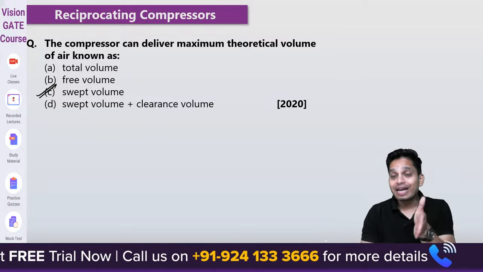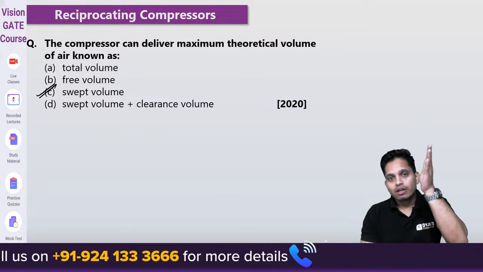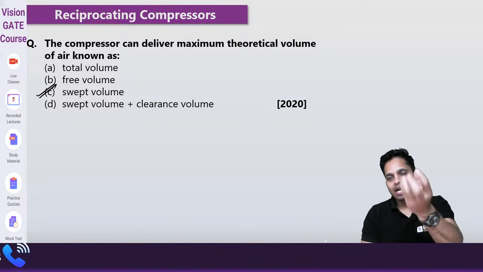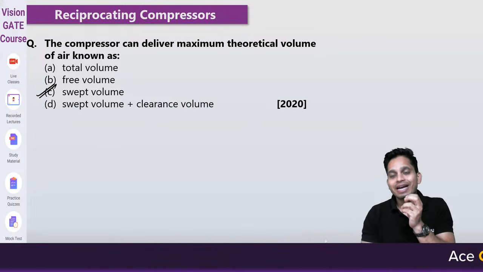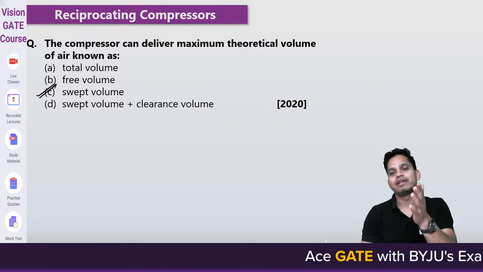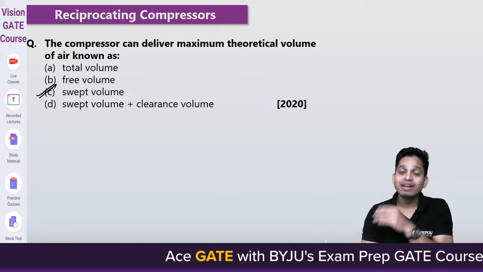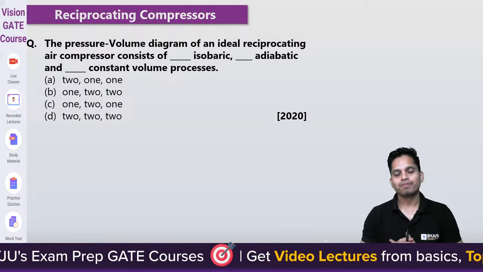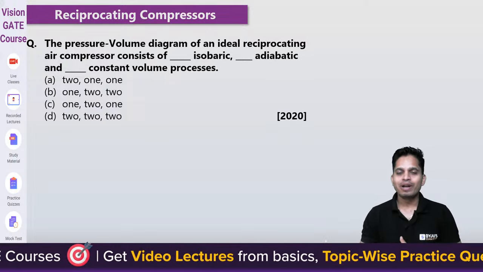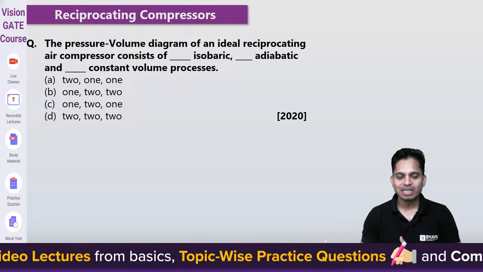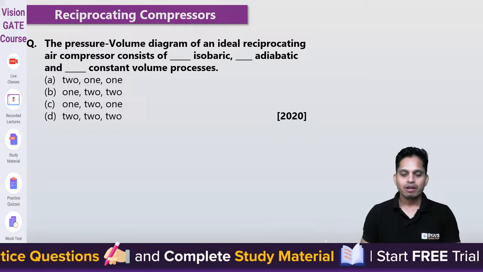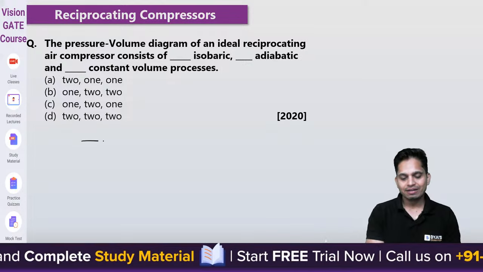But because of clearance, your swept volume is more, but the actual volume occupied by the fresh charge or fresh air is less. So the actual volume is less than the swept volume. Okay. But this is a theoretical volume. Now, the pressure volume diagram of an ideal reciprocating air compressor consists of? What is the ideal?